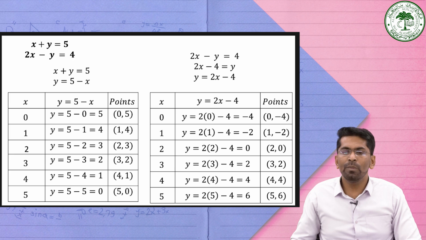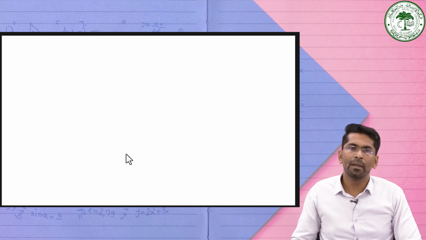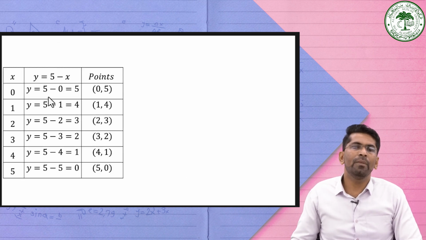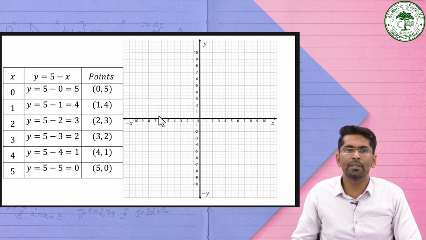So now we assume several values for x and we have different values for y as well. Now we can go for drawing these points on a Cartesian coordinate system. In the first case, these are the various points that we are going to plot on the Cartesian system. So this is the Cartesian space, and here we are going to plot the first point, that is 0, 5. When x is equal to 0, y is equal to 5. So I am marking here.